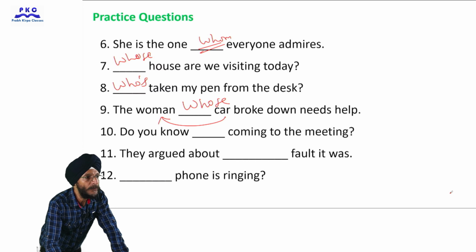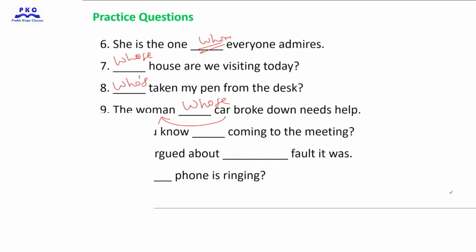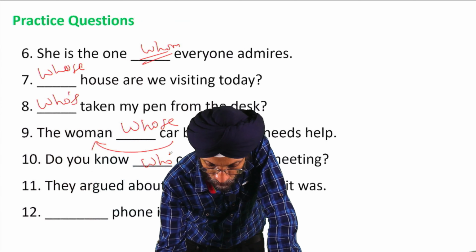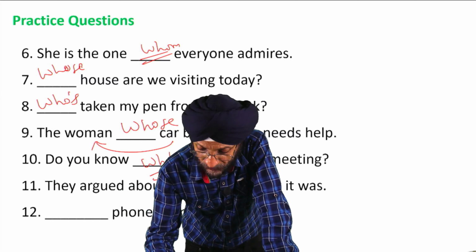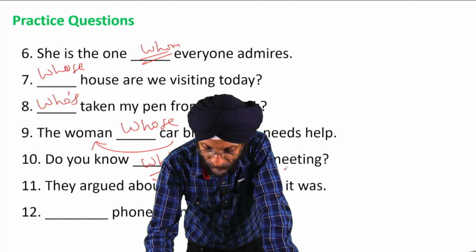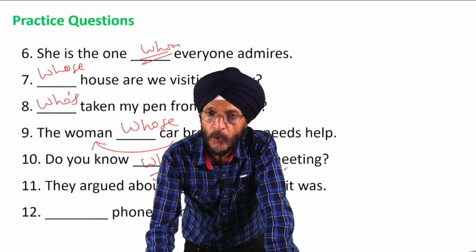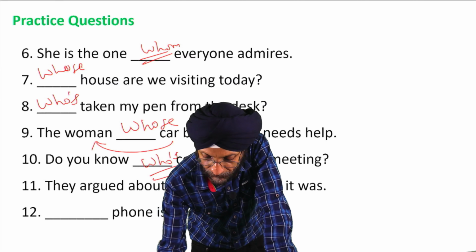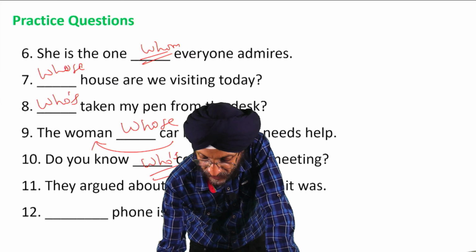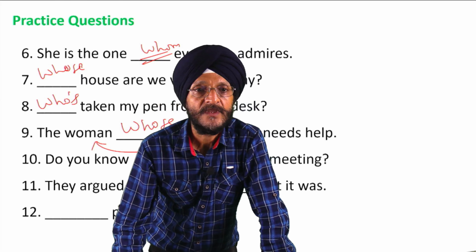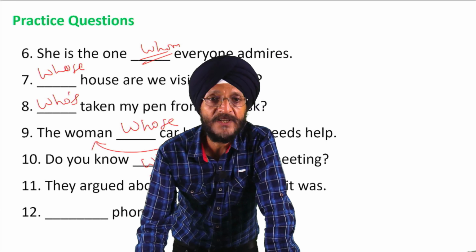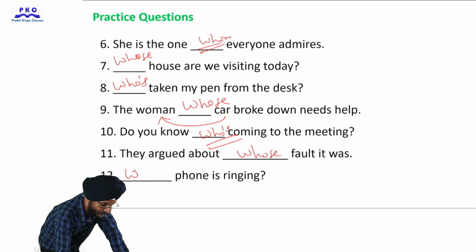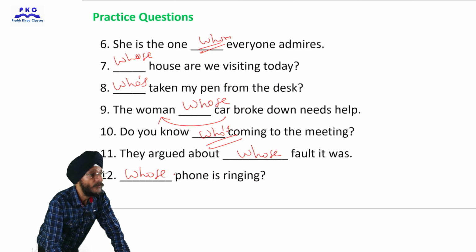Do you know who coming to the party? No. Whom coming to the party? No. Who's coming to the party? It is also not okay. Who is contraction, who apostrophe s. Who is coming to the meeting? They argued about who? No. Whom? No. Whose fault? The fault was done by which person? Whose fault it was? Dash phone is ringing. Whose phone? Who is the owner of the phone?